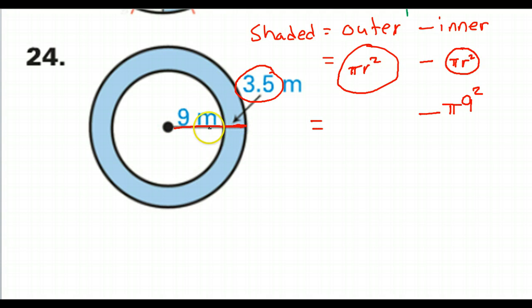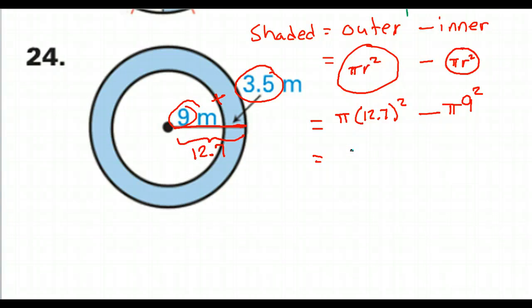So what am I going to do to find the whole radius? I'm going to take the 9 and the 3.5 and add those together. So the whole radius here, from here to here, 9 plus 3.5 is 12.5. So that is the radius of the big circle. So I'm going to be doing pi times 12.7 squared. Let's see, what is 12.7 squared? Well, that's kind of an ugly number.